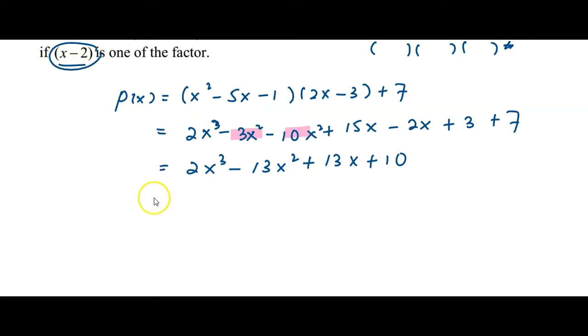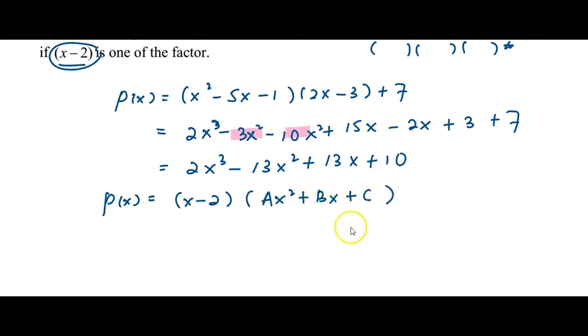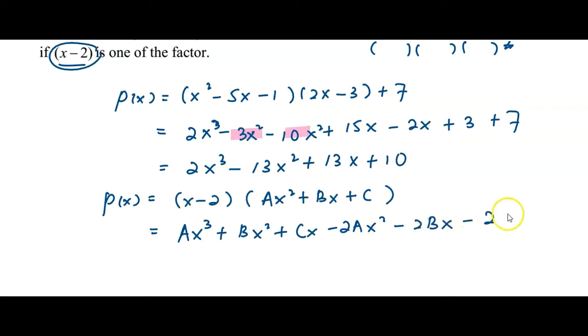So in this question, I'm going to use the comparing coefficient method. It means that the p(x) can be written as x minus 2 multiplied by another quadratic factor that can be represented with ax squared plus bx plus c. So again, I'll try to expand this so it's easy for me to compare later on. Okay, so you have your ax cubed, and x multiplied by bx, you have your bx squared, plus cx, minus 2ax squared, minus 2 multiplied by b, you got negative 2bx. Negative 2 multiplied by c, you got negative 2c.